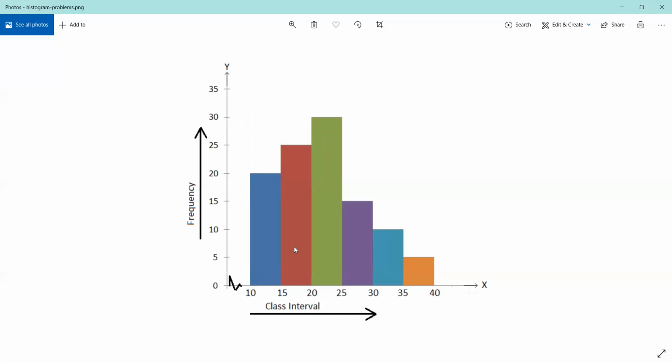Okay, there can be an increase, there can be a decrease. In the range of 10 to 15, you have 20 units in frequency. In the range of 15 to 20, you have 25 units of frequency. Between 20 to 25, you have 30, and again the trend goes down, between 25 to 30 it is 15, and so on and so forth. Okay, histogram is generally something which is closely knit, showing a range, comparing a range with a frequency.